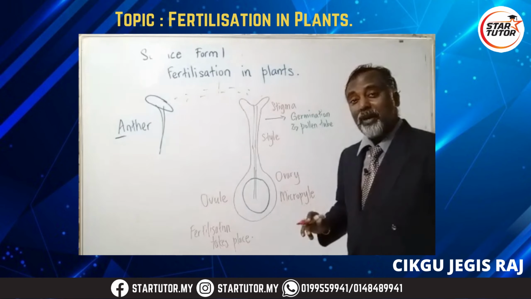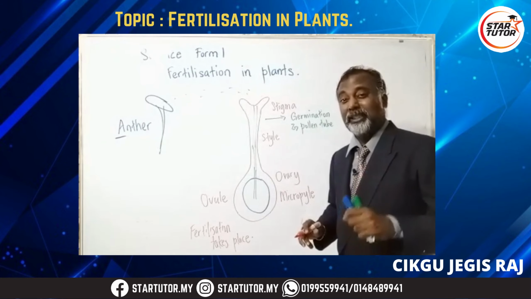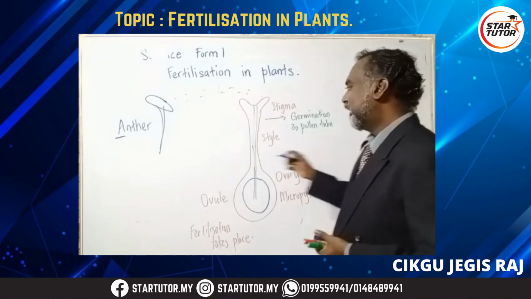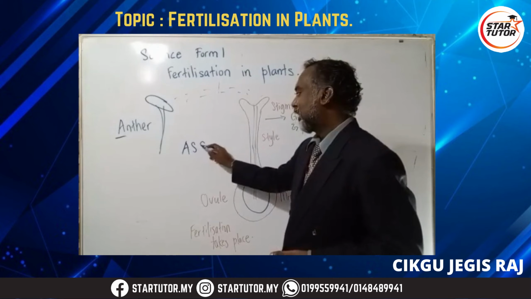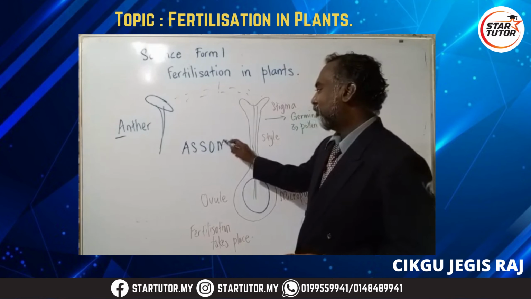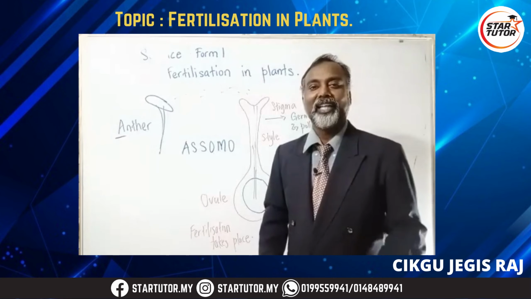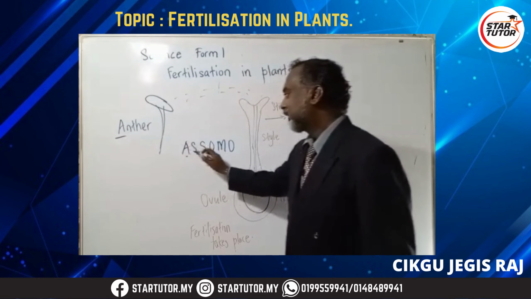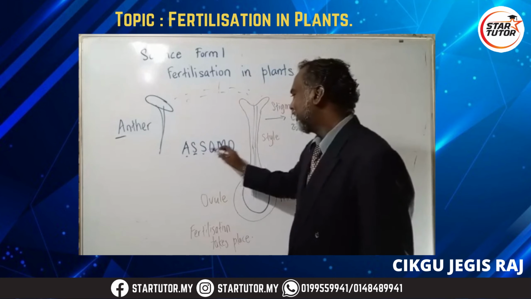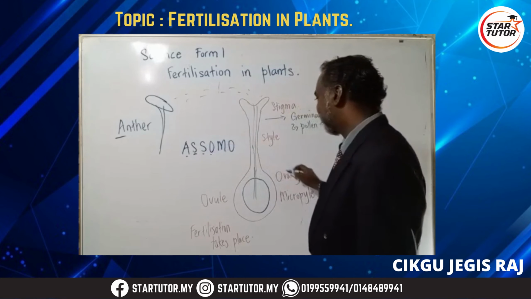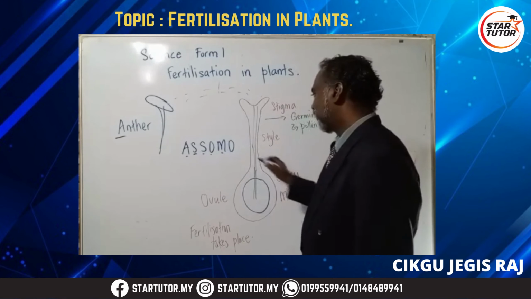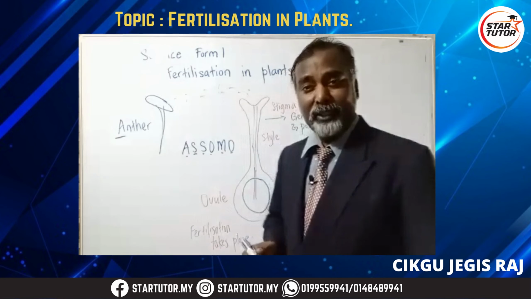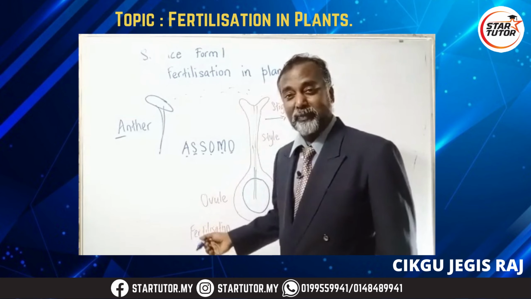Remember, how are you supposed to remember this in an easy way? Just remember A, S, O, M, O, asomo, something like Japanese, right? Why asomo? It's anther, stigma, style, ovary, micropyle, ovule. There you go. The flow of the pollen grain before fertilization takes place.